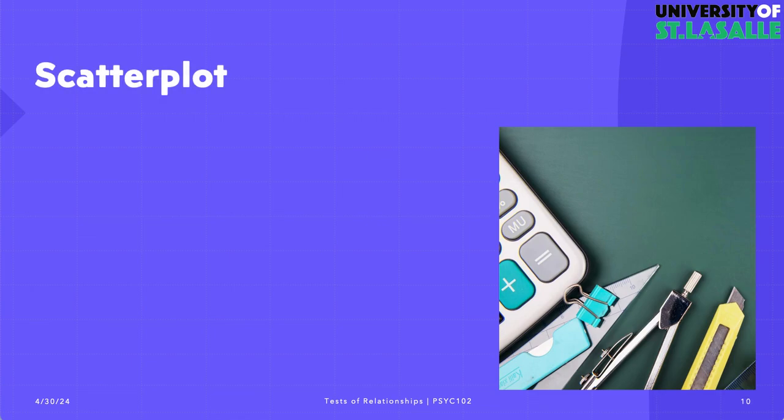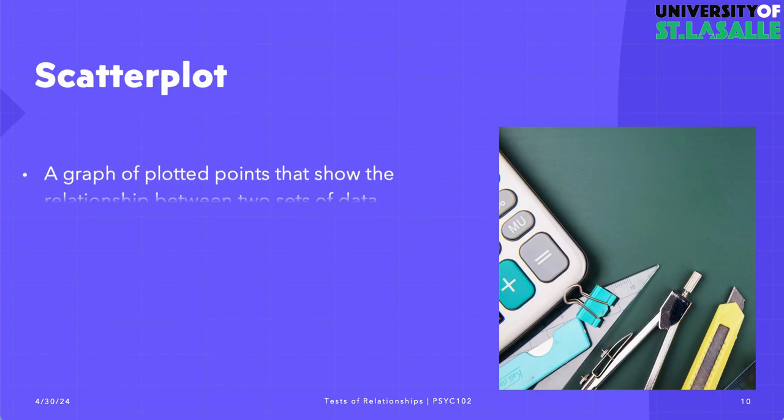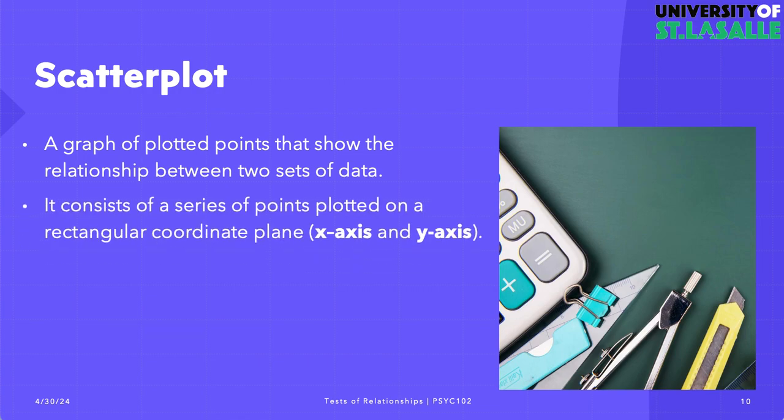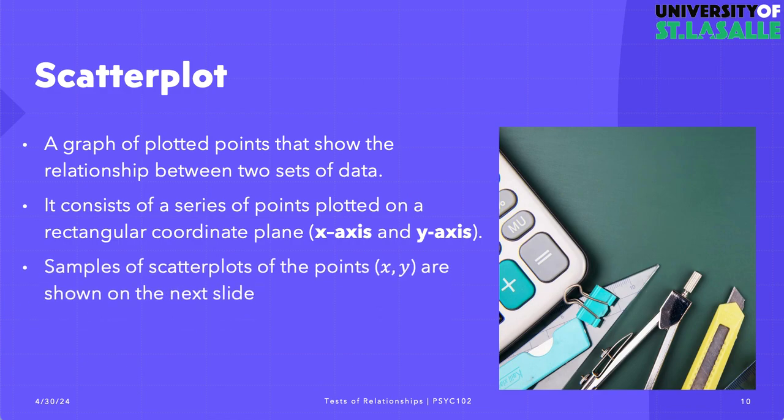How do we determine the linear trend? We first need to construct a scatter plot. A scatter plot is a graph of plotted points that show the relationship between the two variables that you have, or the two sets of data that you have. It consists of a series of points plotted on the Cartesian plane, and each axis represents one variable. Samples of scatter plots are shown on the next slide.